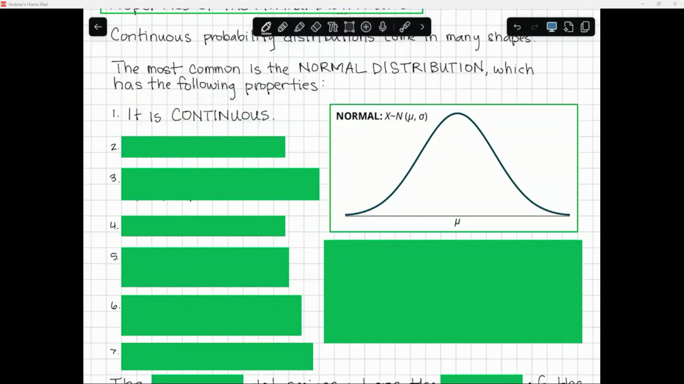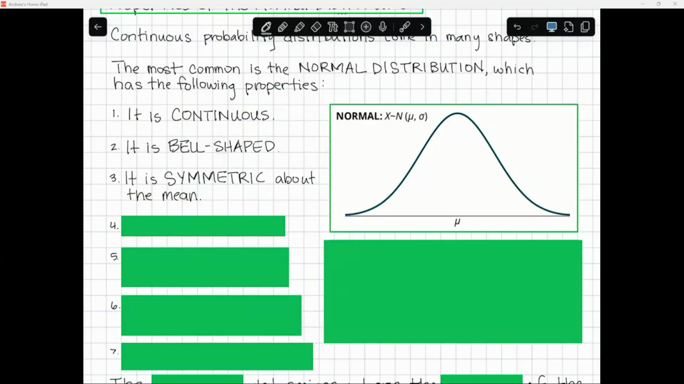First, it's continuous. We only get normal distributions like this from a continuous random variable. It is specifically bell-shaped, though it is important to note that bell-shaped by itself doesn't make it normal. There are other bell-shaped curves that are not normal, and we're going to see one in about a week or two. It is symmetric about the mean. We can see in the picture, the mean here is in the middle, and that cuts that bell shape right in half.